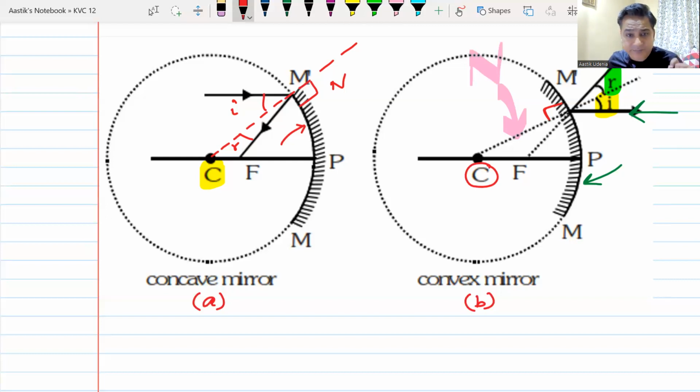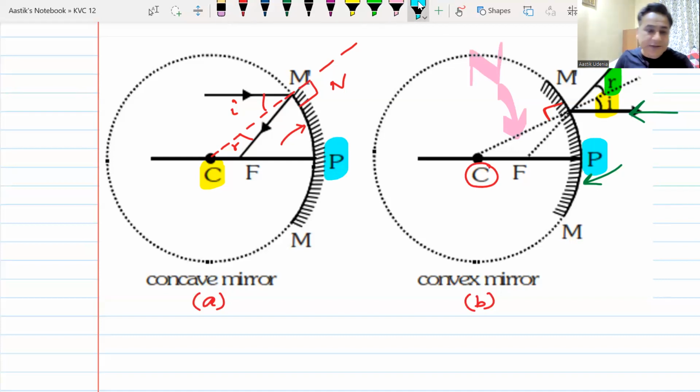Why I have drawn this diagram is because I wanted to tell you the third definition. And the third term is right now on your screen. While you are drawing the diagram, can you tell me what is the third term that we are going to first understand? Focus. No, it's not the focus. Pole. Pole of the mirror is what we are going to define first.